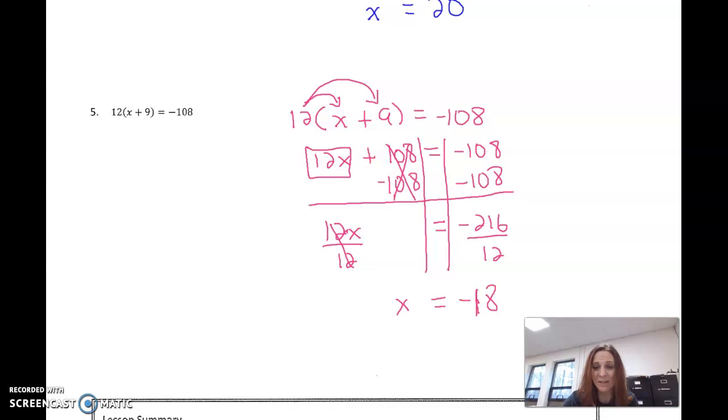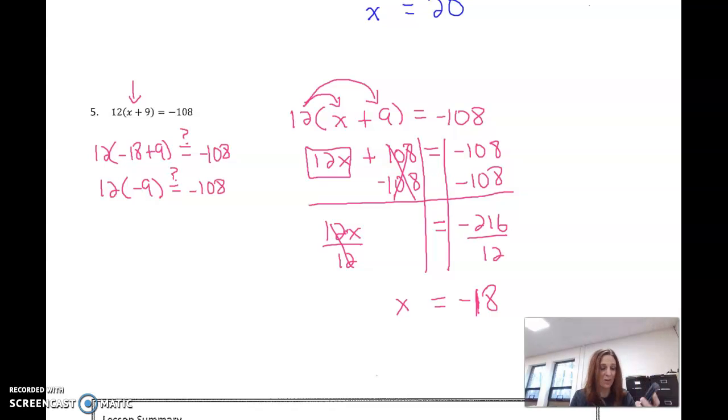And just to remind you guys, sorry, that's sloppy there, we can know if we're right by plugging it in. I could write 12 times -18 plus 9. Does that equal -108? And then follow order of operations. -18 plus 9, because we do what's in parentheses first, would be -9. Does that equal -108? And when I take my calculator and I go 12 times -9, guess what? I get -108. So before you even turn it in, you can know if you did it right or not.